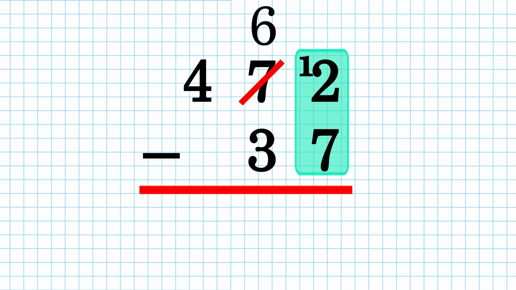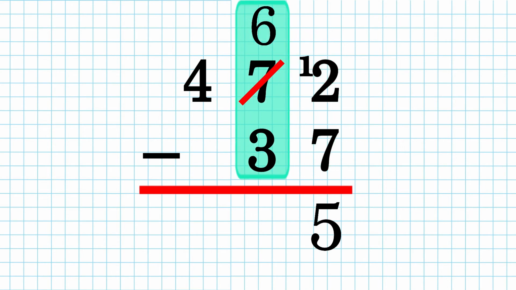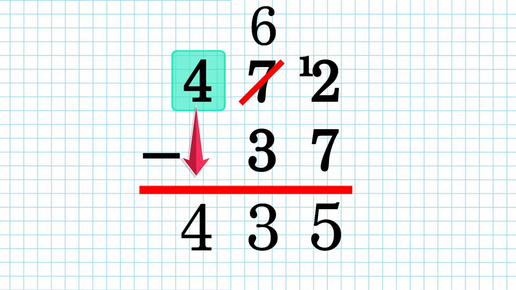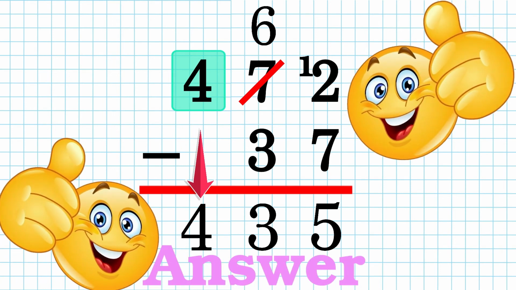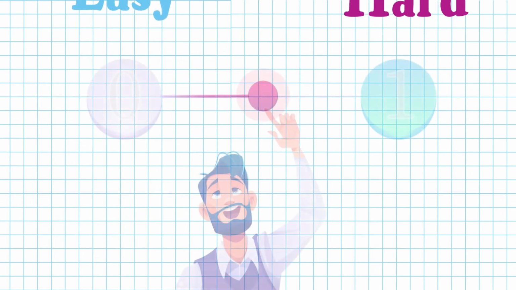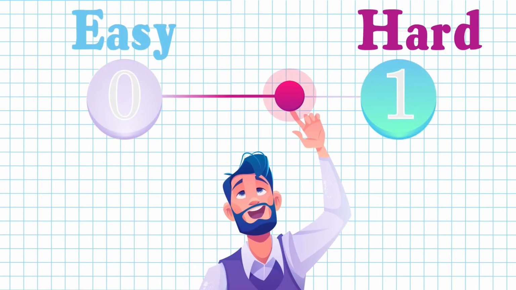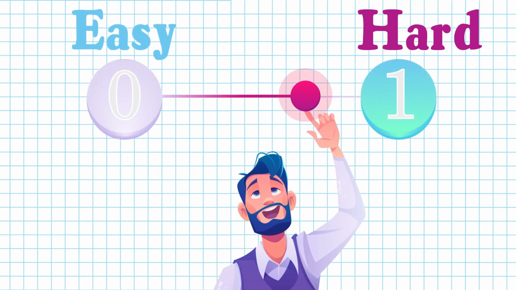12 minus 7 is equal to 5. 6 minus 3 is equal to 3, and 4 will be copied down as we don't have anything to subtract from it. Now, let's take it to the next level.